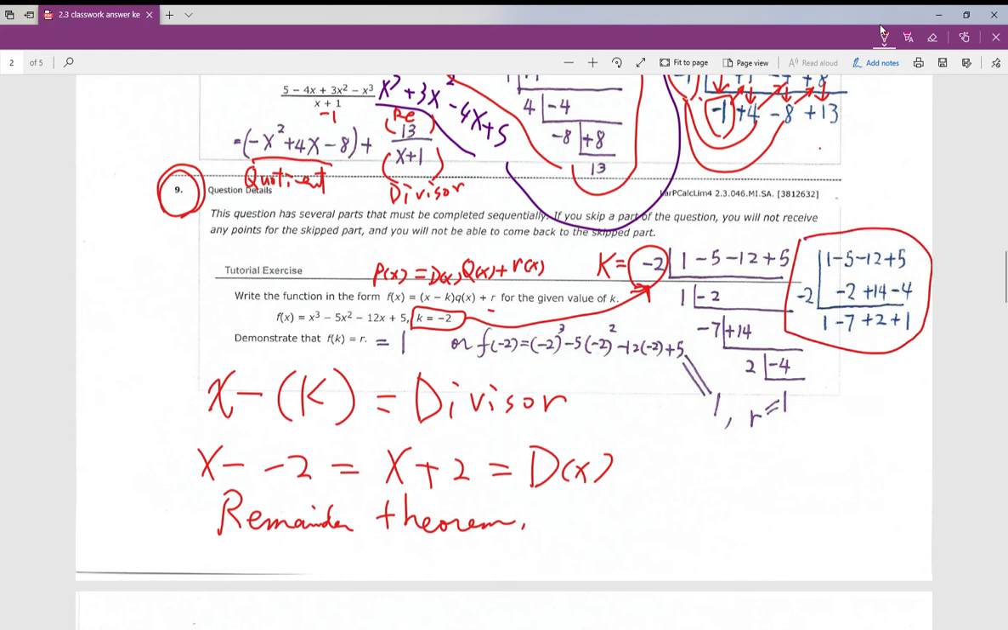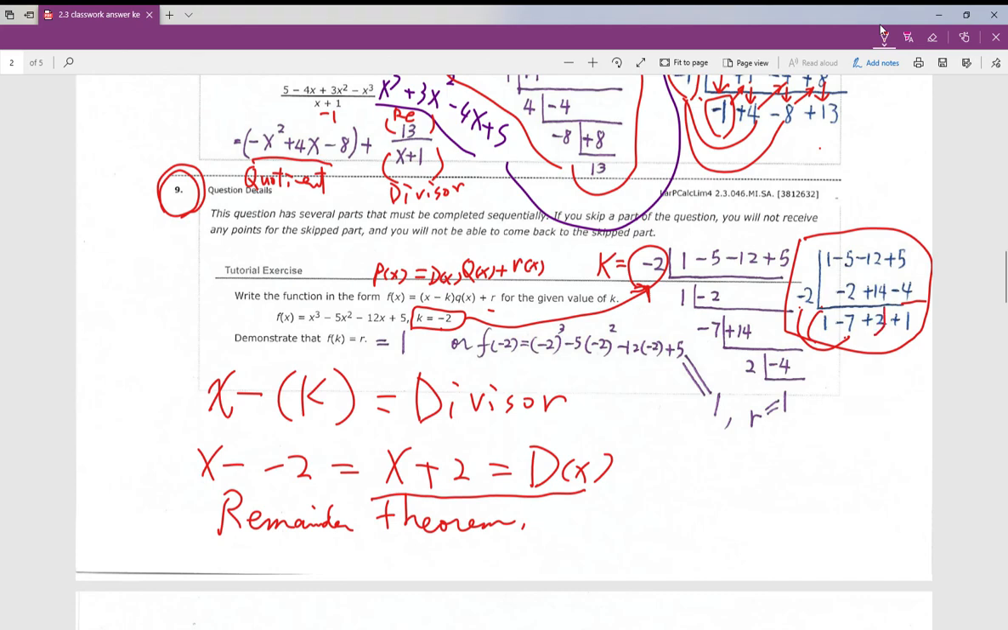So they give you K equals -2, meaning the divisor is x minus K. So x plus 2 is the divisor. When x plus 2 is the divisor, we use -2 for the synthetic division. We multiply with -2. So here is the quotient.